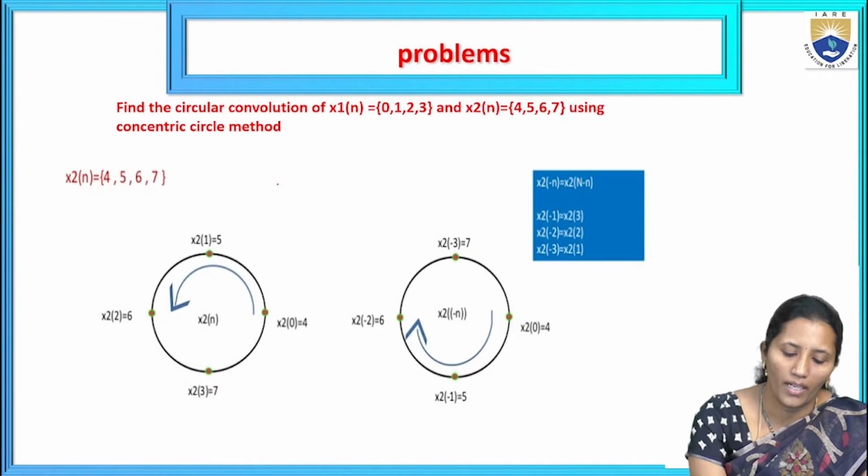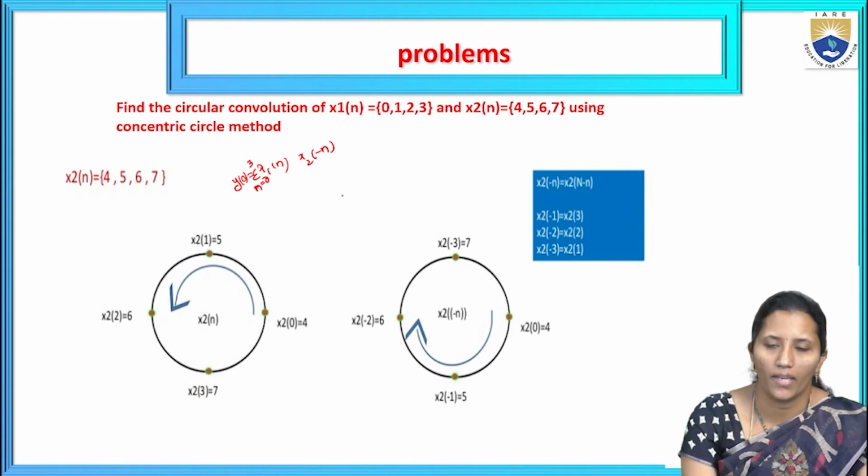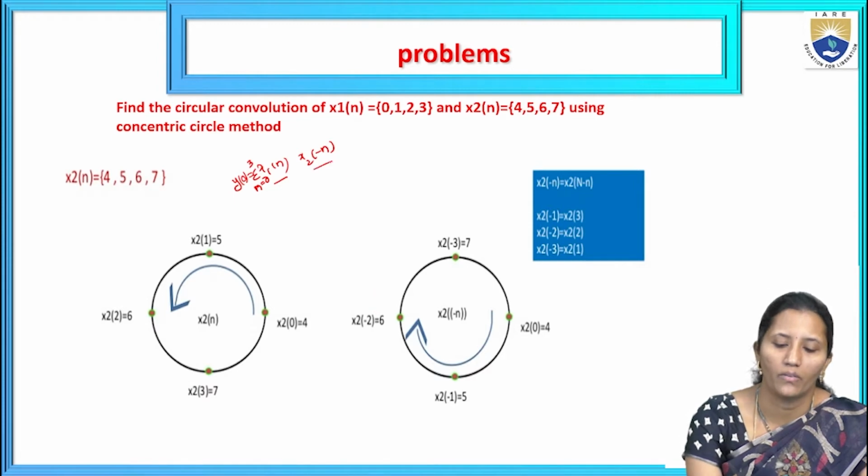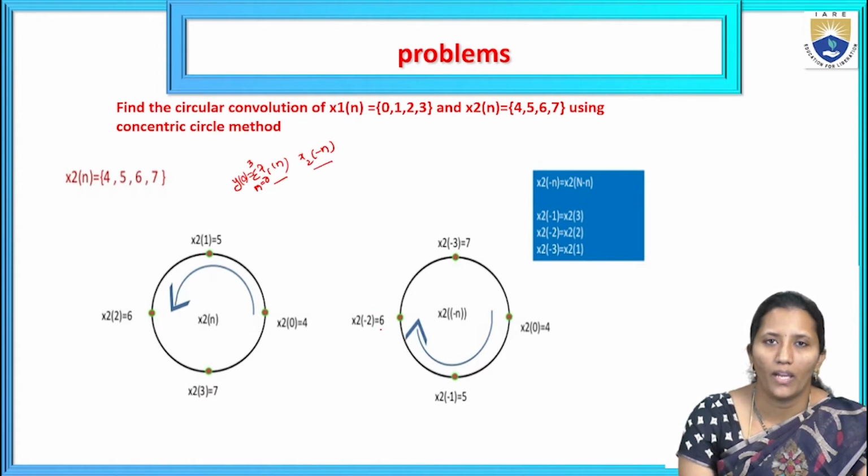Next, we have to multiply x1 of n with x2 of minus n to get y of 0. y of 0 is the sum over n equals 0 to 3 of x1 of n times x2 of minus n. So we plot the values of x1 of n. Next, we have to know how to plot the values on the circle for x2 of minus n.